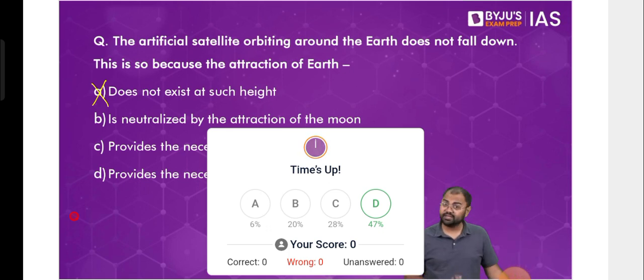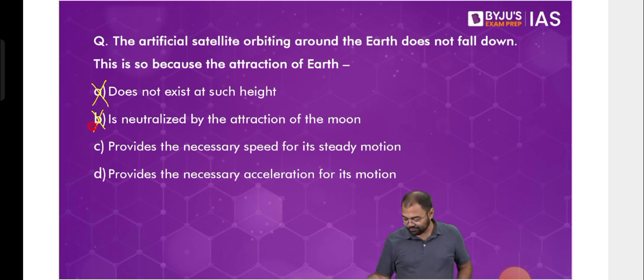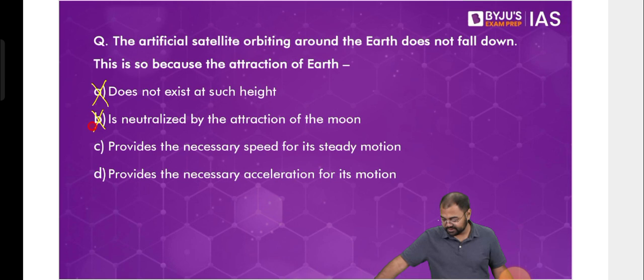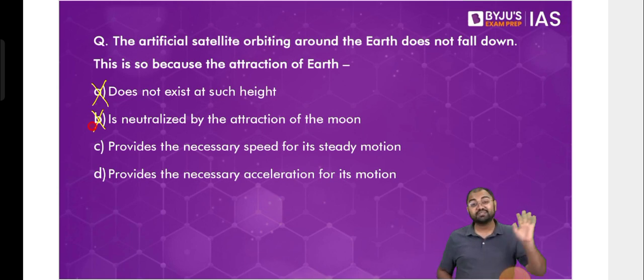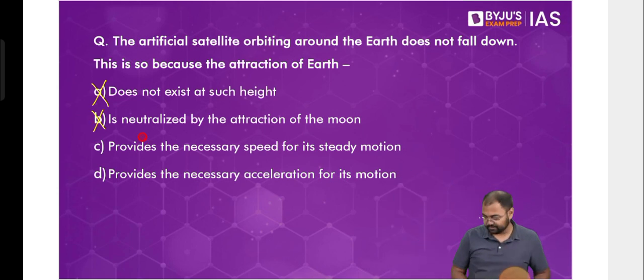B: It is neutralized by attraction of the moon. It can't be neutralized by the attraction of the moon. The moon is very far away, and the moon has a very small gravity, almost 1/6 compared to the Earth. So the moon cannot do anything. Do you know how far the moon is? Yes, 3,84,000 kilometers. Whereas you are launching the satellite just 500 or 600 kilometers away, or 1,000 kilometers, maximum 36,000 kilometers. So the moon cannot neutralize anything.